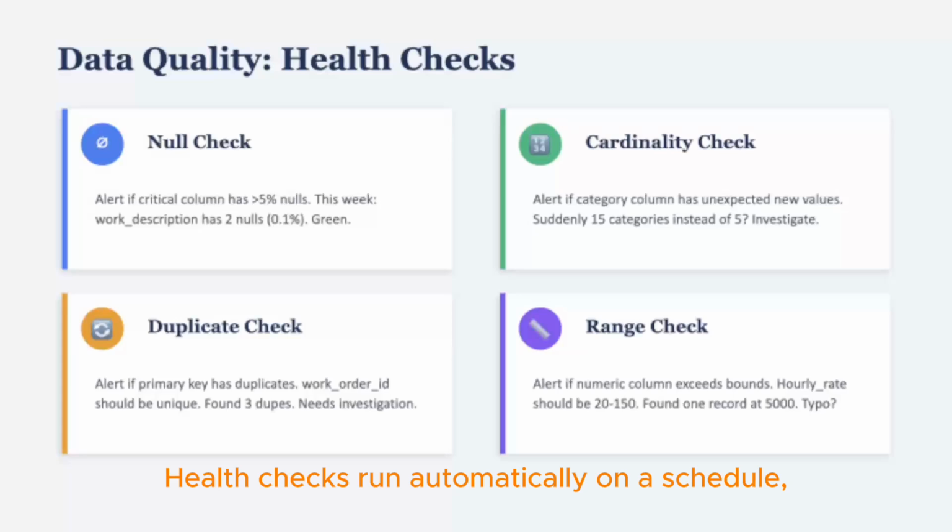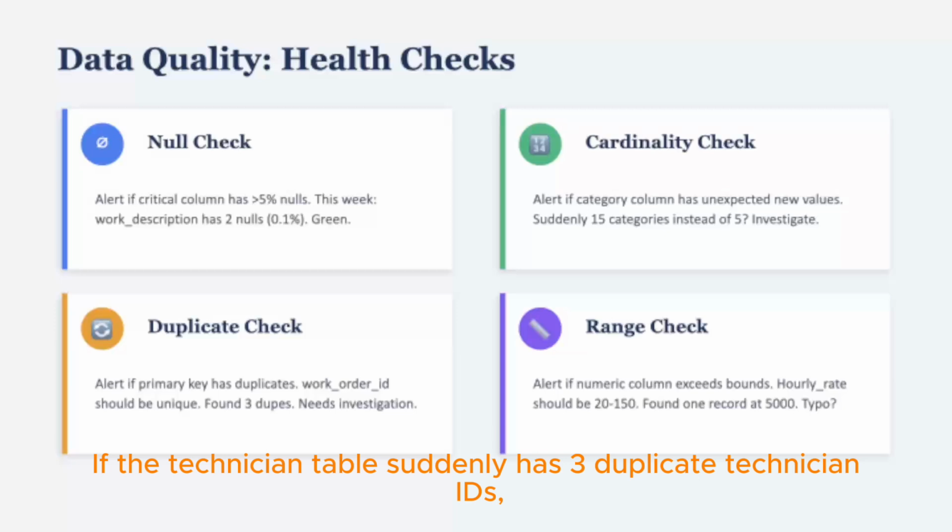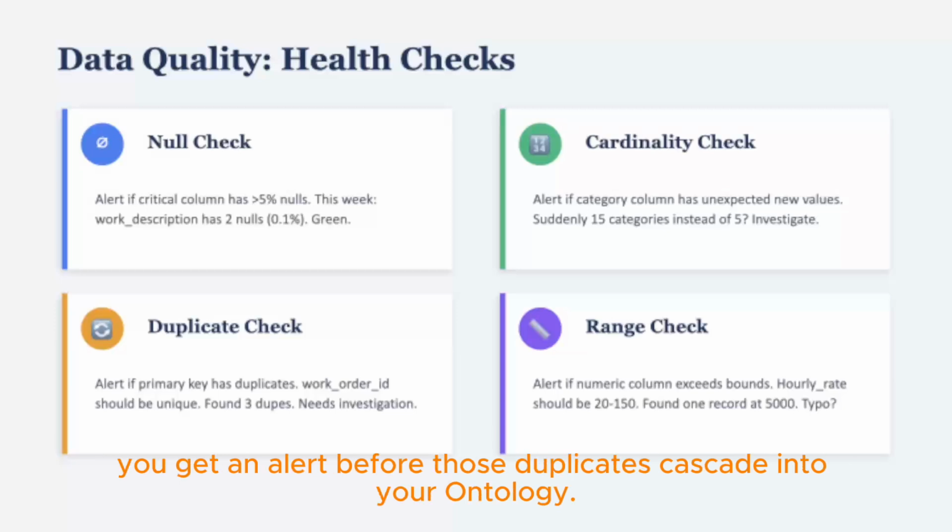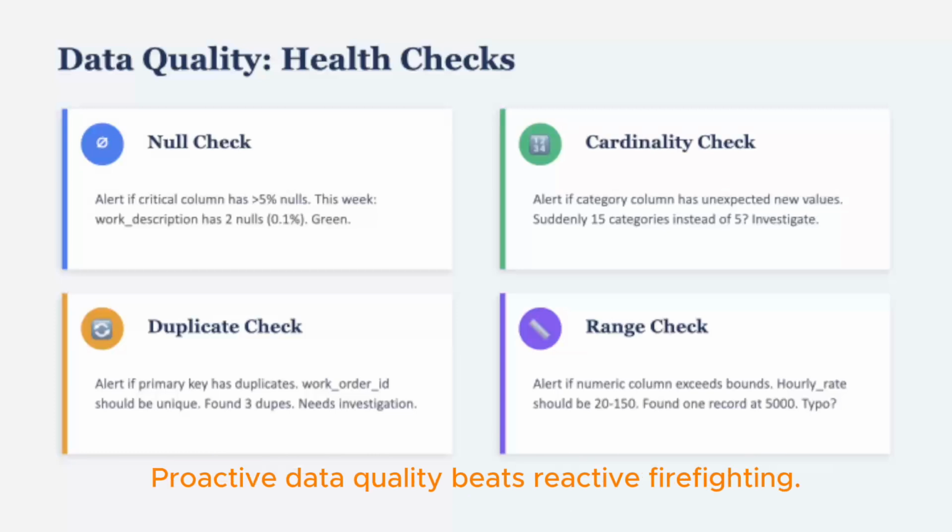Health checks run automatically on a schedule, daily, weekly, or after every pipeline run. They are not one-time validations. They are continuous monitoring. If the technician table suddenly has 3 duplicate technician IDs, you get an alert before those duplicates cascade into your ontology. Proactive data quality beats reactive firefighting.